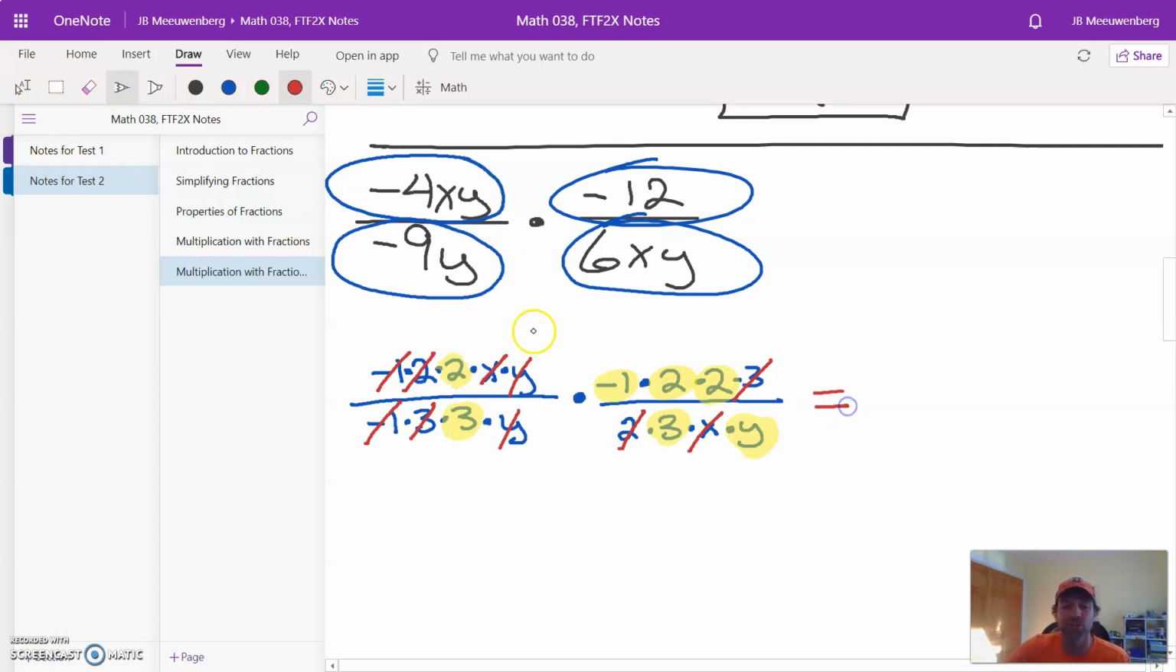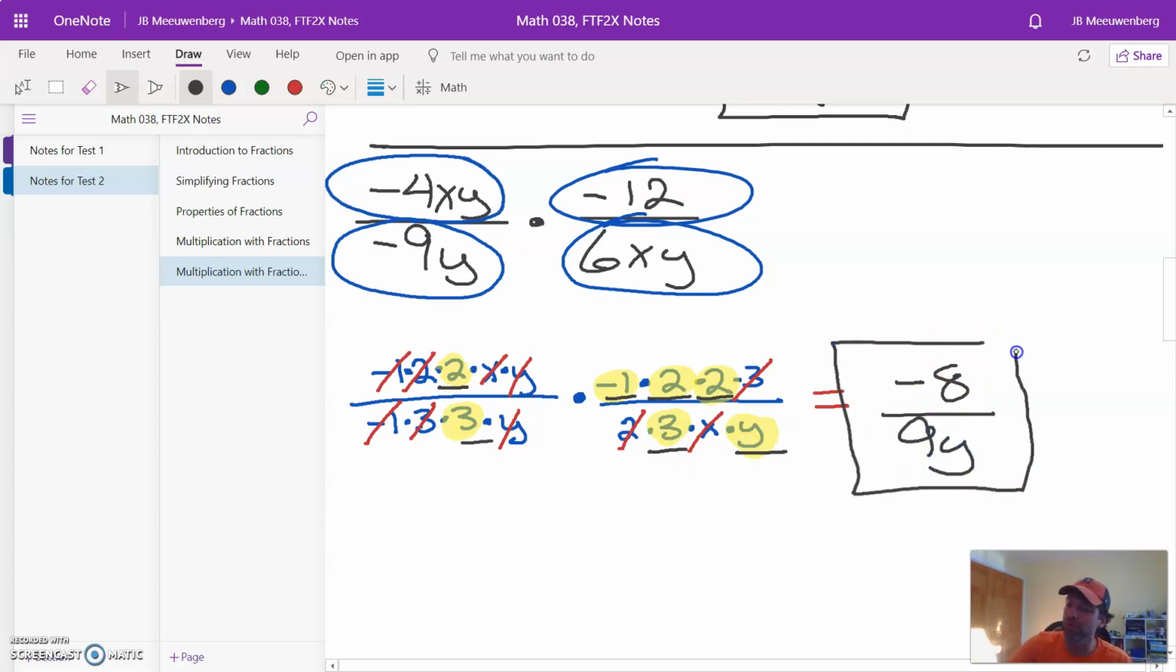Now we just have to make sure that we put it all back together the right way. So we have 2 times negative 1 times 2 times 2, that is negative 8. And on the bottom, 3 times 3 times y is 9y. And that is multiplication with fractions when you have variables.